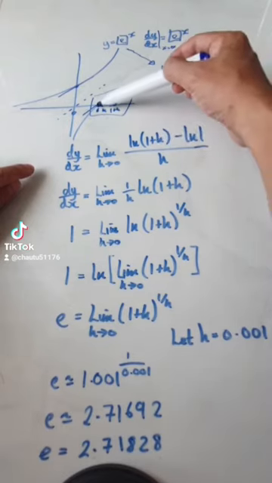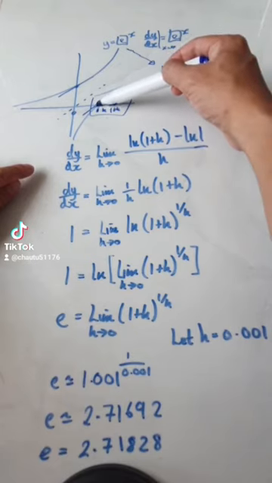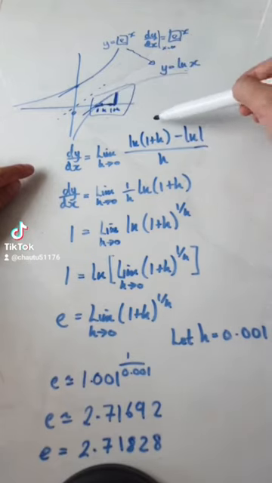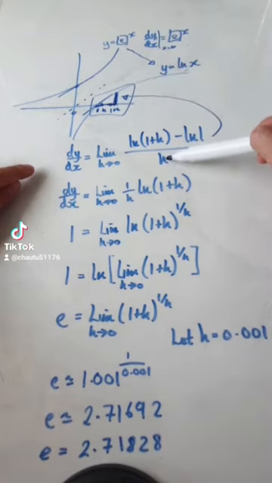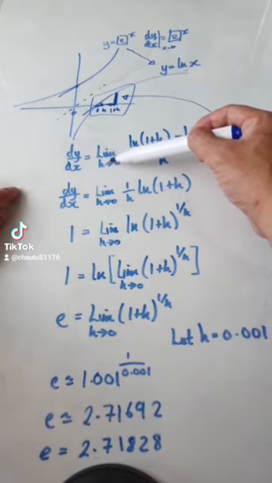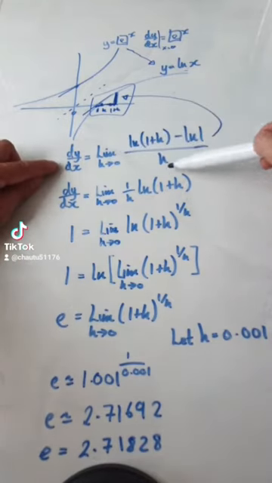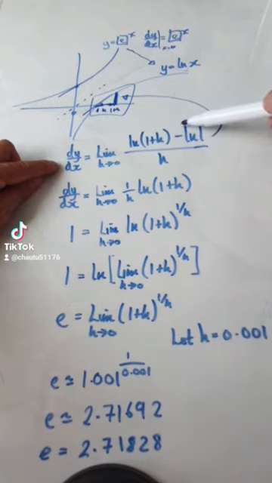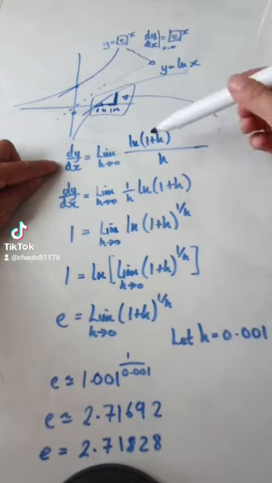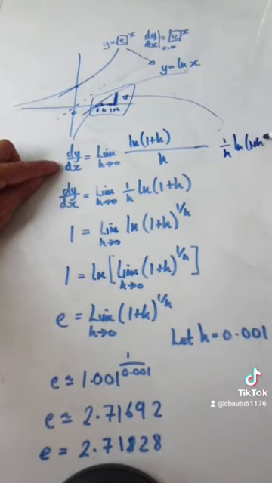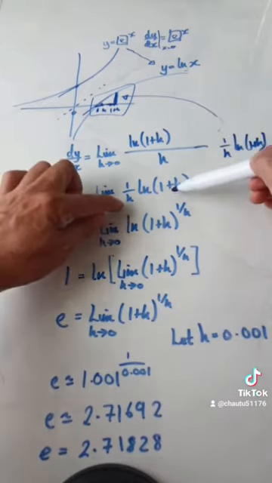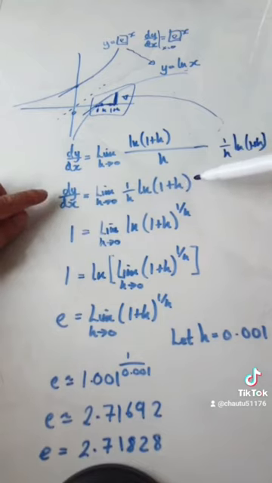Take away this height here, natural log of 1. The numerator here will then give you this height here, divided by the across, which will be h, and then take the limit as h tends to 0. So dy by dx is given by this whole thing here. Now, natural log of 1 will be 0, so this thing here disappears. And then imagine this as being 1 over h times natural log of 1 plus h. So dy by dx is now given by this.